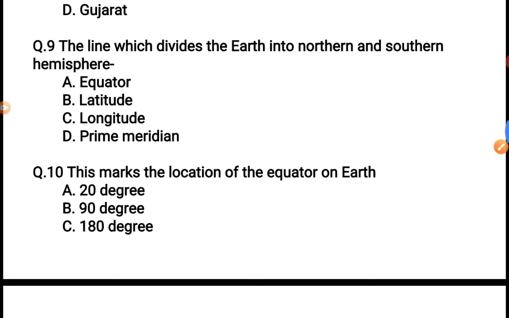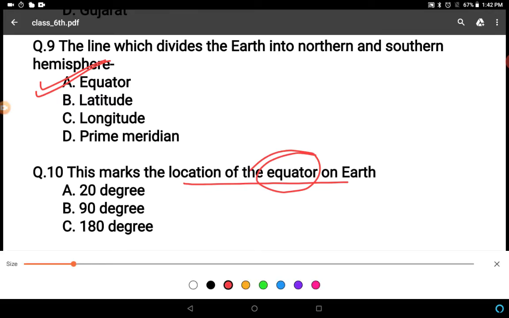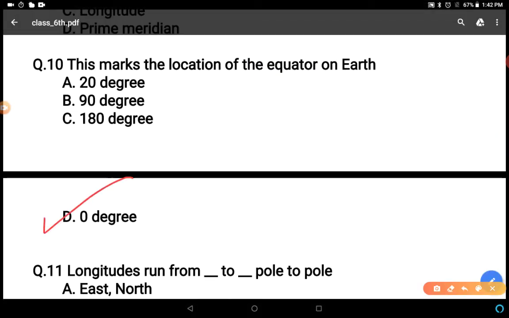In the chapter we discussed the line which divides the earth into northern and southern hemisphere. A short while ago we discussed in the previous question: equator, latitude, longitude, prime meridian. So the correct answer is equator. Next, this marks the location of the equator on earth: 20 degree, 90 degree, 180 degree, and the next option is 0 degree. So the correct answer is D, 0 degree.